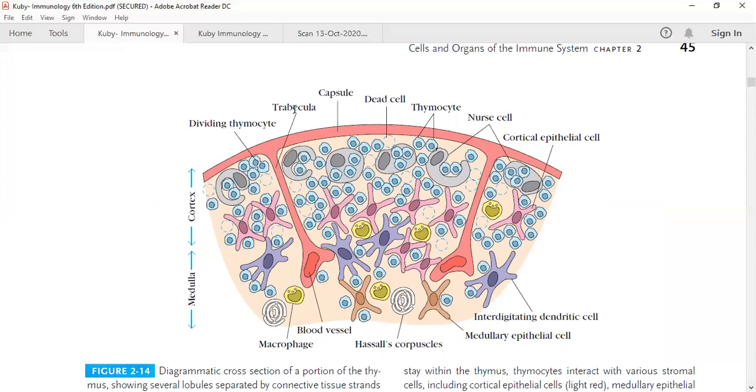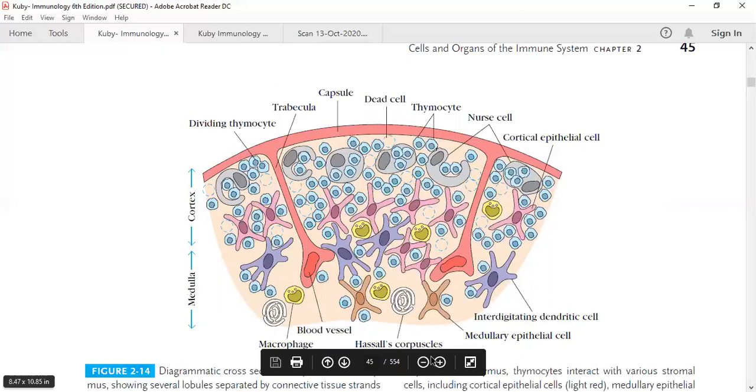Trabecula is a connective tissue. The organ can be divided into two regions. One is called cortex, one is called medulla. Medulla is the central part, cortex is the outer part. So actually this is present like this. This is a circular cross section.